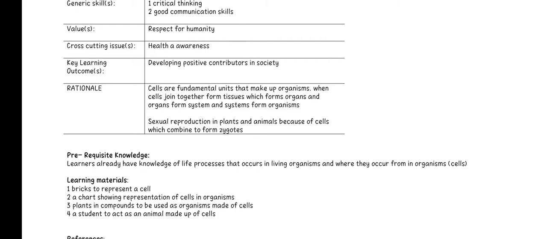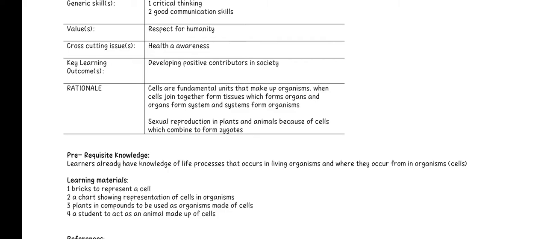Then the rationale of the lesson. Cells are fundamental units that make up organisms, that is the plants and animals. In absence of these cells, we cannot have an animal or a plant, because it is from an animal cell or plant cell that an organism emanates, with cells combining to form tissues, tissues to form organs, and organs to form systems.